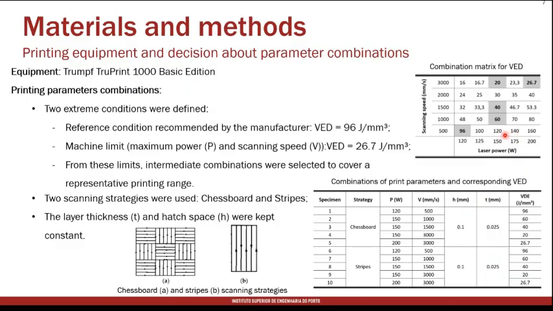As it was said, we considered two printing strategies or two scanning strategies, chessboard and stripe. We kept the layer thickness and the hatch space constant, and with these conditions, we reached this plan of tests, half of the specimens with chessboard and the other half with stripes, so that we could analyze the influence of this parameter. And all of this with and without heat treatment.